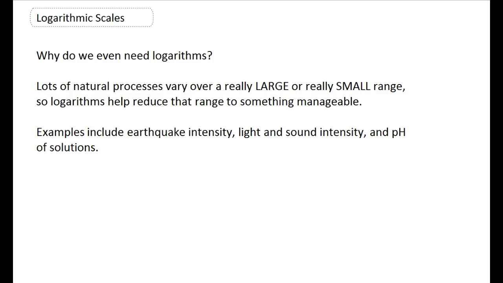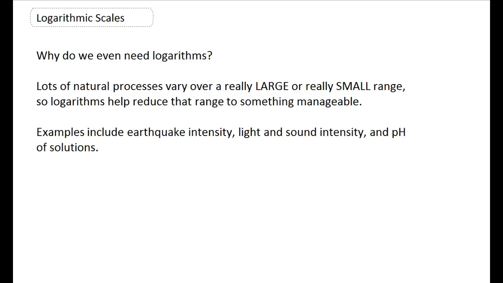Well, in previous screencasts, we've talked about how to work with logarithms, and you may have been asking yourself, why do we even need logarithms? It turns out that lots of natural processes vary over a really large or really small range, and so logarithms help reduce that range to something we can work with more easily. Examples include earthquake intensity.